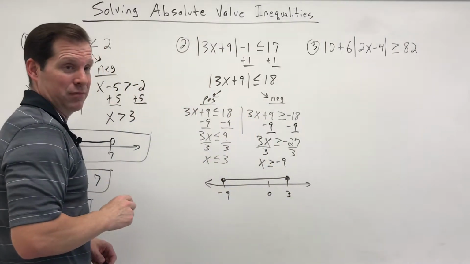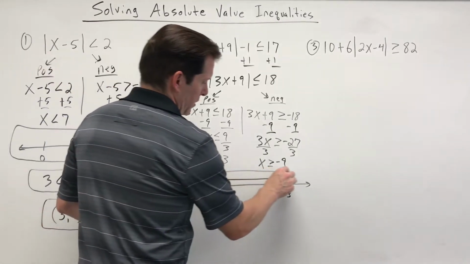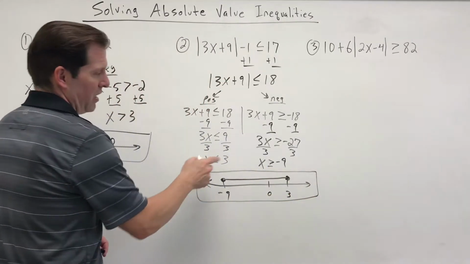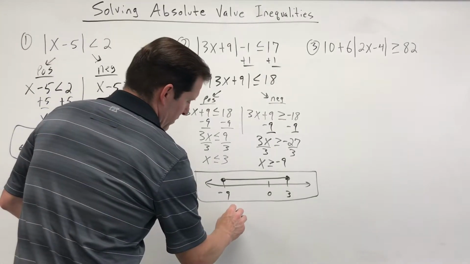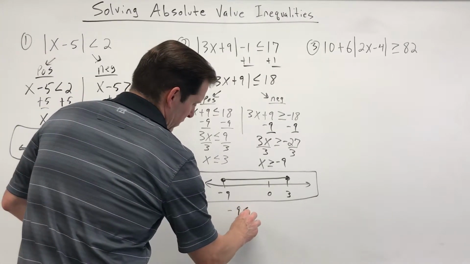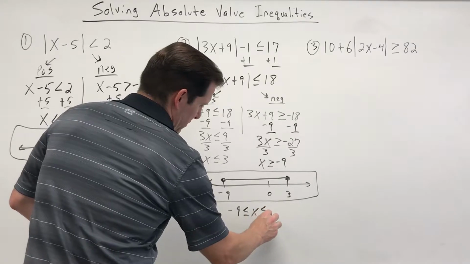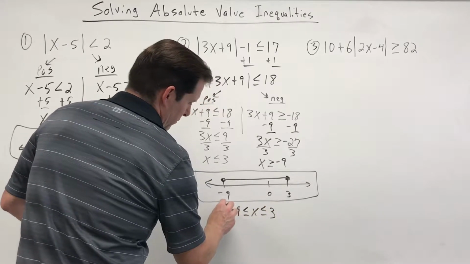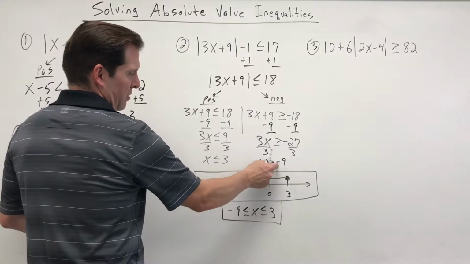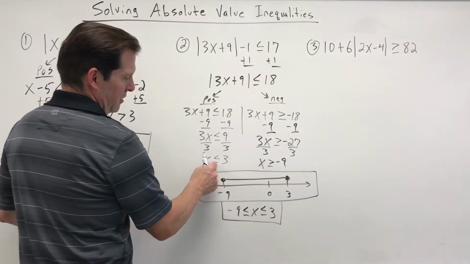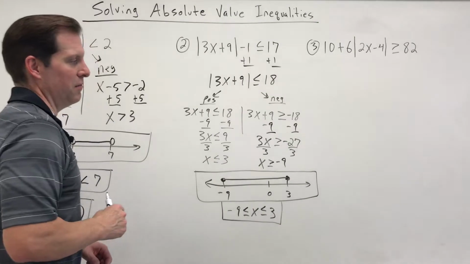It's an AND statement. So I want to go ahead and write this as a compound inequality. So I'm just going to go ahead and say negative 9 is less than or equal to x, which is less than or equal to 3. Put that right in there. So you can see if you read x is greater than or equal to negative 9, that's the same, less than or equal to 3, and you got that there.